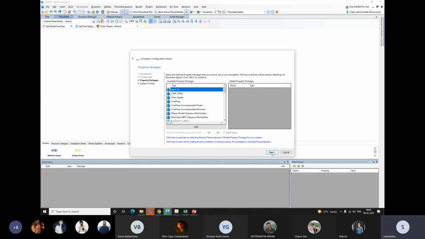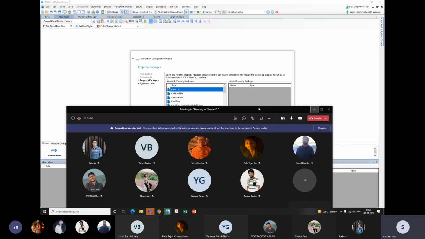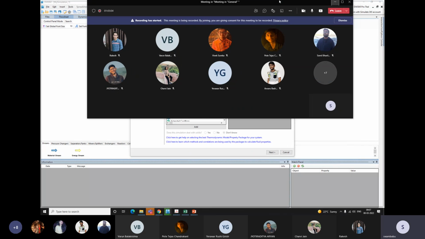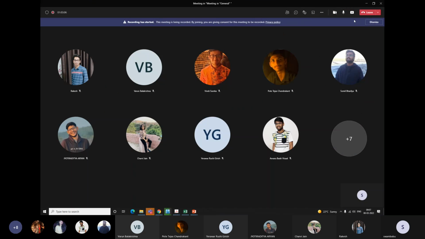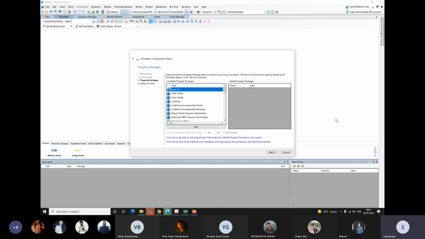So I have selected. Now can any one of you tell me what property package I will use? Here I have selected ethane, propane, butane, pentane, and hexane. What property package will I use? Peng Robinson. Yeah, just now we used it, right. So Peng Robinson.